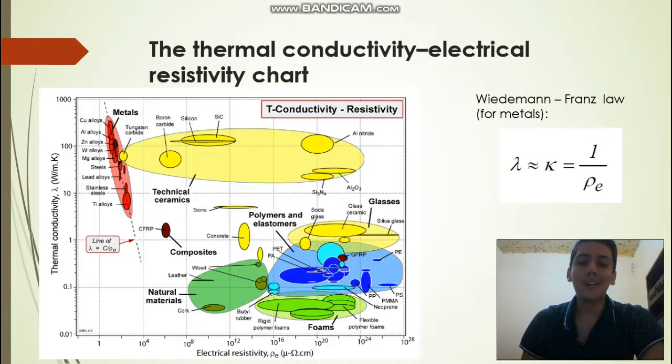So in this chart, the relationship between both in metals is proportional, according to Wiedemann-Franz's law, because electronic contributions dominate both. But for other classes of materials like ceramics and glasses, the thermal and electrical conduction arise from different sources and the correlation is lost. This chart is very useful to determine conductivity properties for metals and non-metal materials.